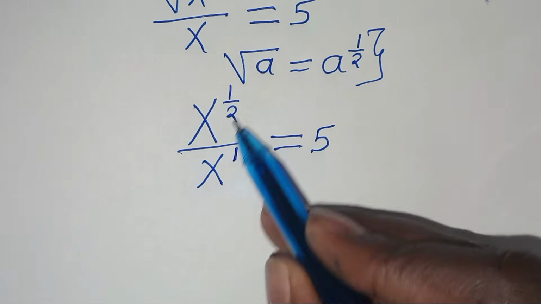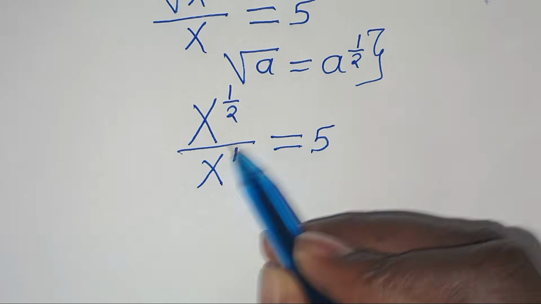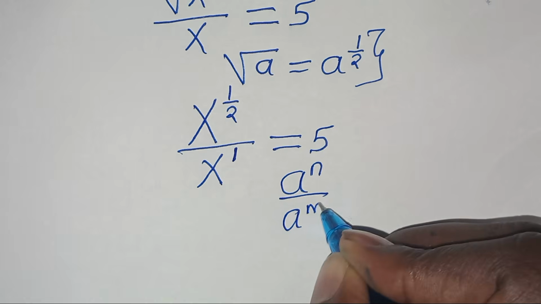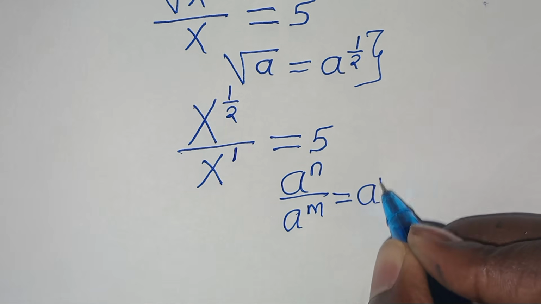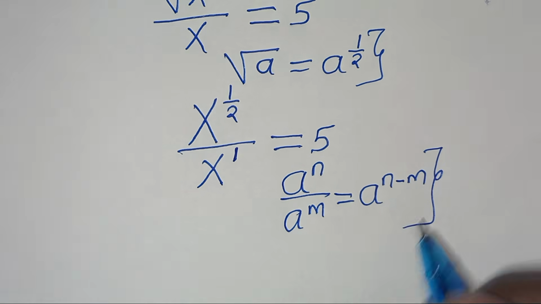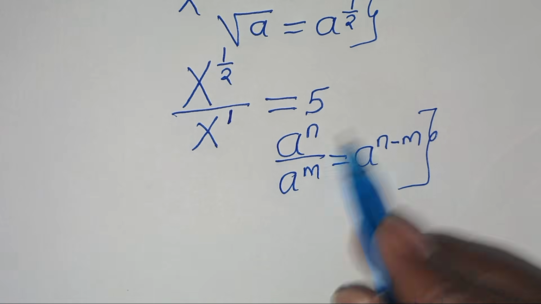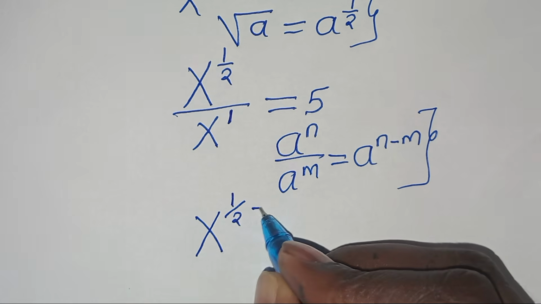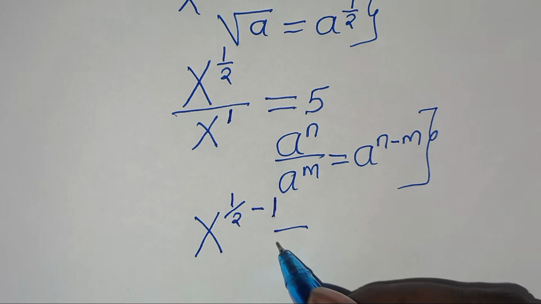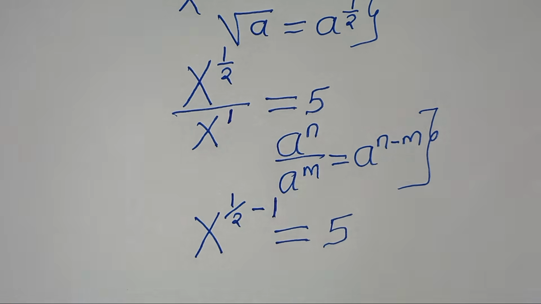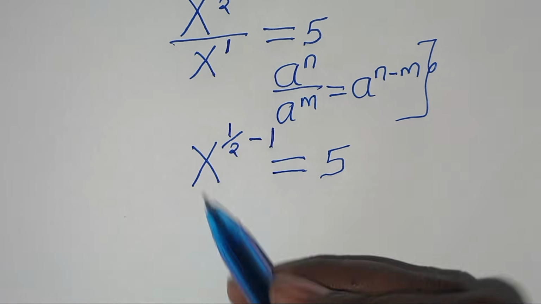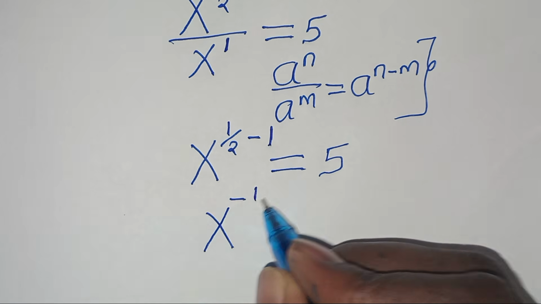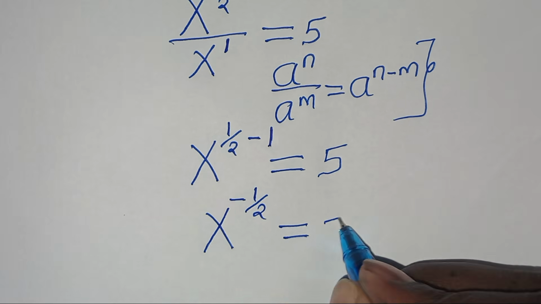The next step is that x to the power of a half divided by x to the power of 1 is in the form of a to the power of n divided by a to the power of m, which we can express as a to the power of n minus m. Applying this exponent property, we have x raised to the power of a half minus 1, which is equal to 5. Now x to the power of a half minus 1 is the same thing as x raised to the power of negative a half, which is equal to 5.